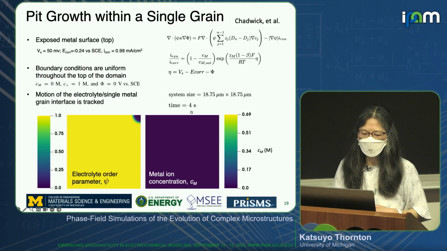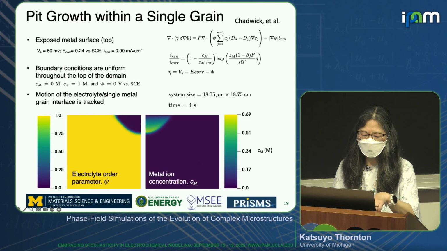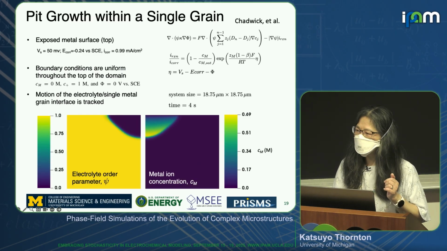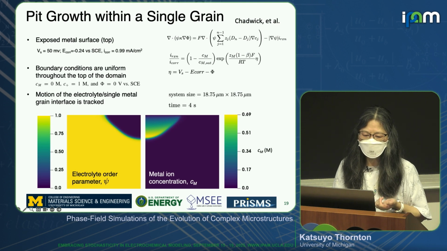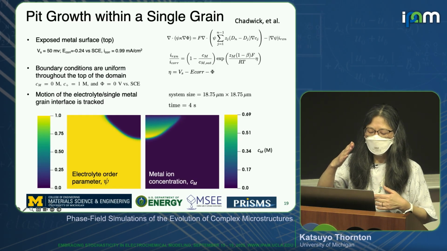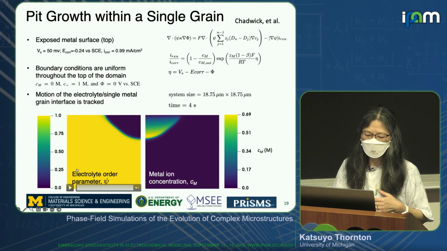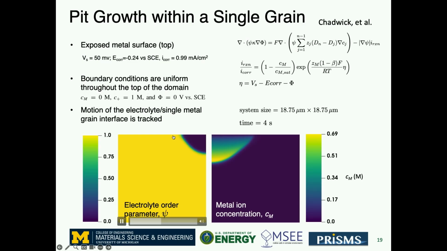So here is a simple example of pitting in a single crystal. We can observe how metal ion concentration changes as the corrosion occurs, as well as how the interface moves. On the left-hand side, what you are seeing is the interfacial motion. This is the corrosion front moving down, and this is the accompanying metal ion concentration.